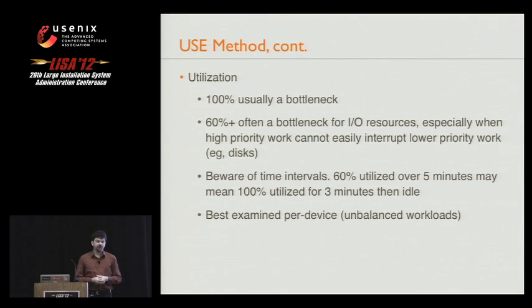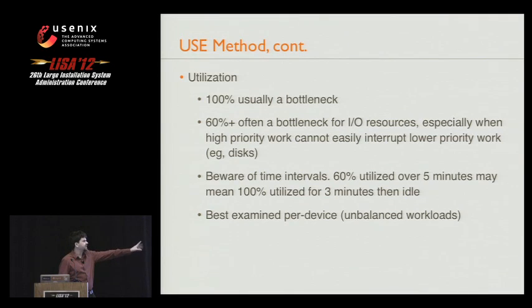60+% is often a bottleneck for I/O resources, especially when higher priority work cannot preempt them. CPUs, for example, do preemption, and so high priority work doesn't really suffer under high utilization because it gets to run. Disks, however, like mechanical disks, once you've sent those commands to the device, and once mechanical things are moving, you can't interrupt it. And so once you get beyond 60% utilization, the tail of the queue starts to hurt and latency grows. You can model this using queuing theory, and so you can see the graph of how latency grows for the different utilization levels.